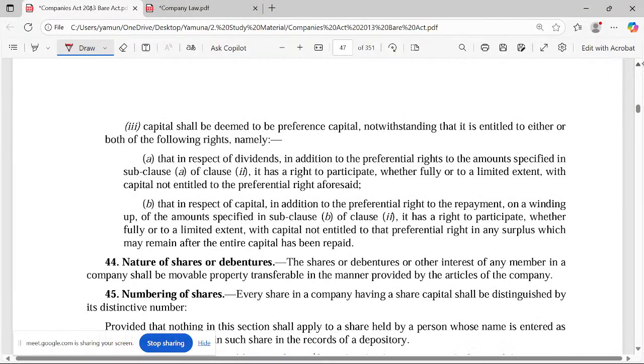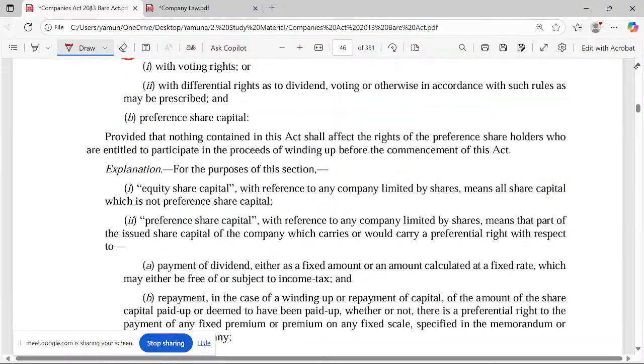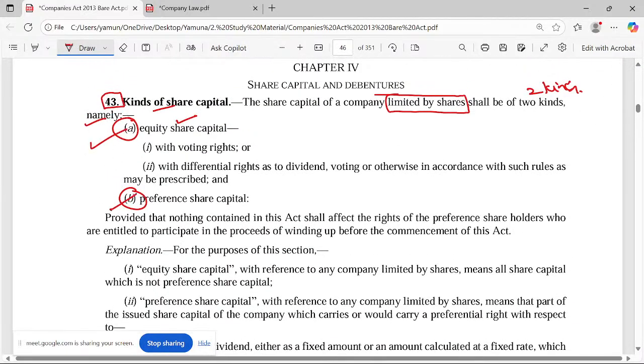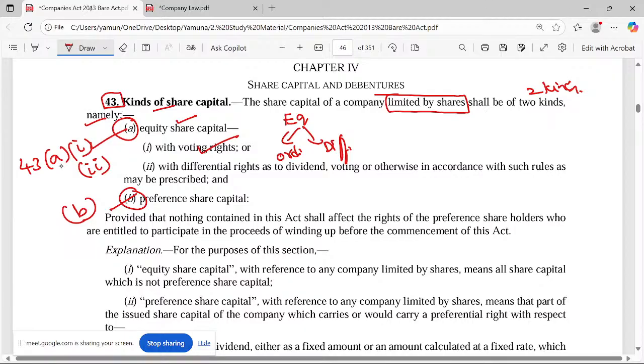and where is B? It's there. Okay, I missed it, oh, here. Sorry, I missed it. So B is preference share capital. A and B, so it starts this way. 43A, then B. Under A, which is equity share capital, you have two types. One is ordinary, that is with voting rights, and another is differential voting rights. So under this, you have 1 and 2. This is how the presentation looks here.